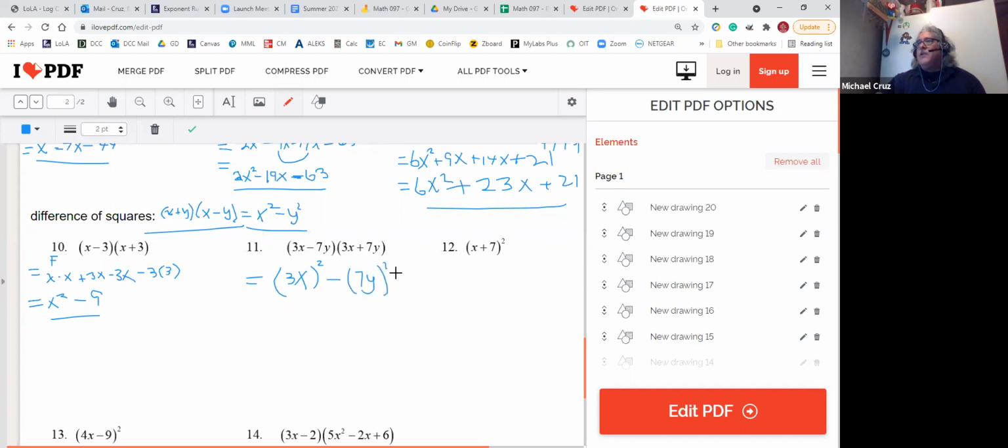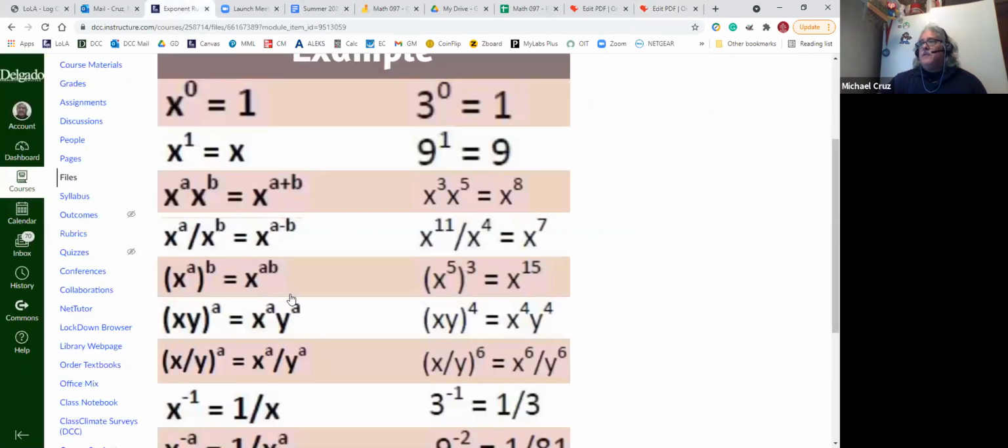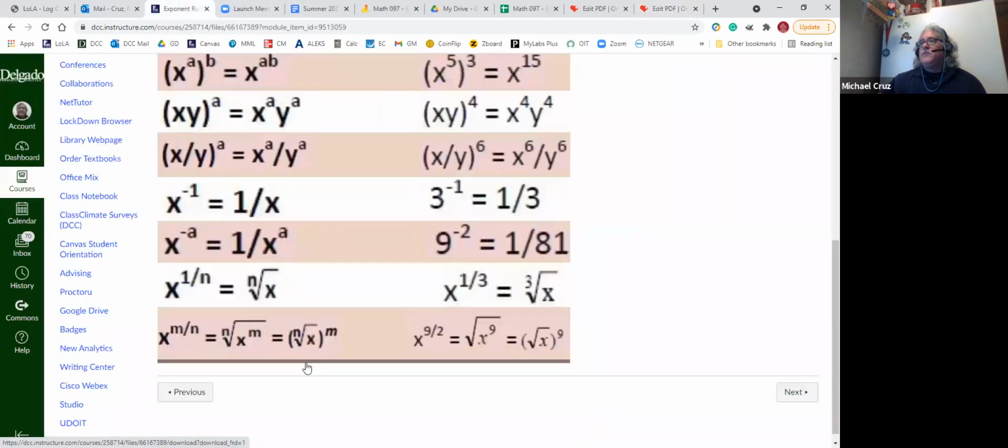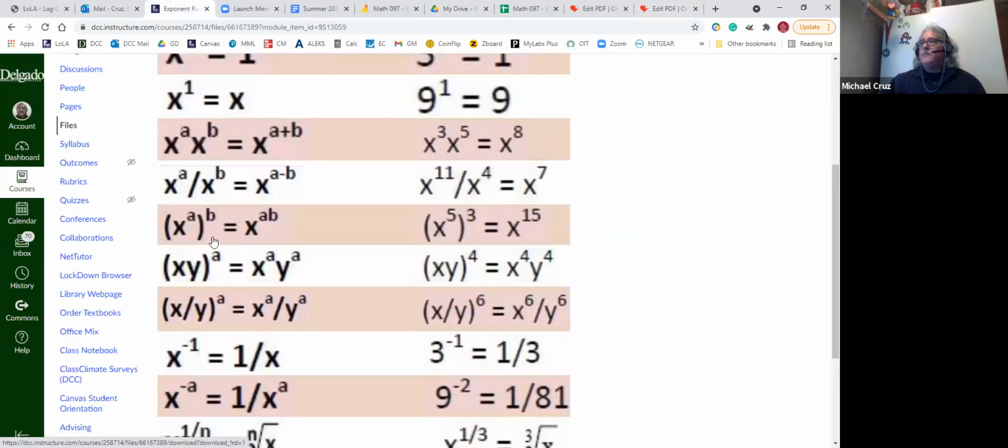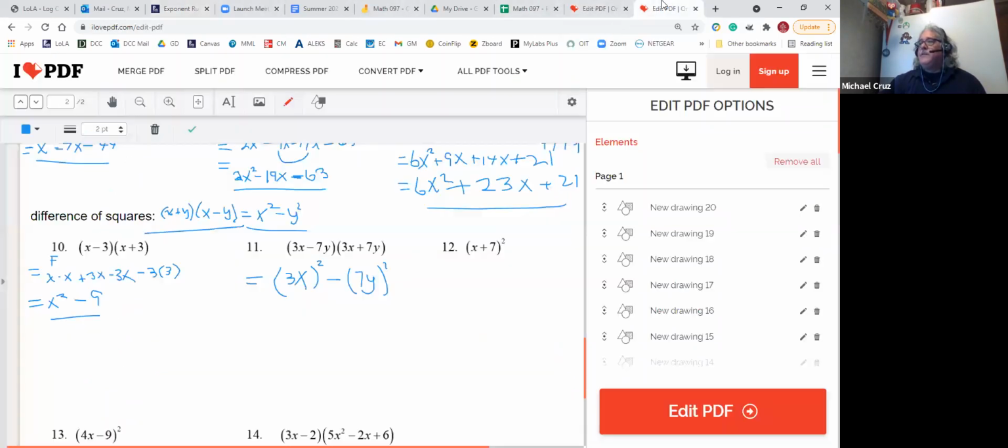And that's using, which rule was it? This one here. Right here. Both of these are pretty much the same. The ones there, it affects anything inside the parentheses when you bring it up to that. So you're squaring the 3, which is 9, and you're squaring the x, which is x squared. Over here, you're squaring the 7, which is 49. The negative sign is still there. And the y.